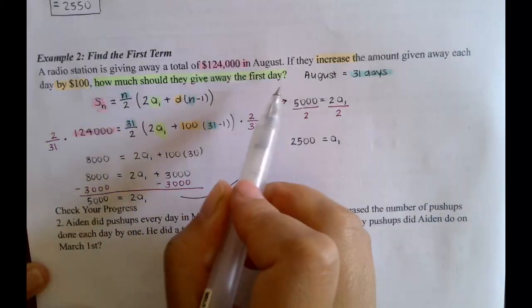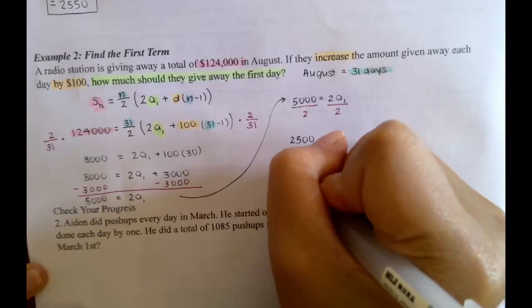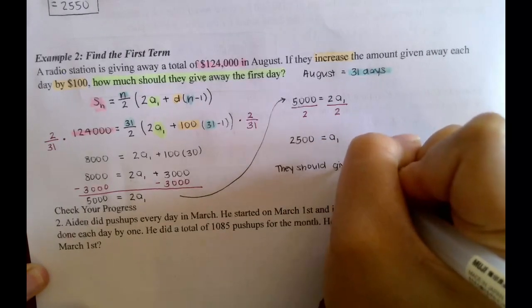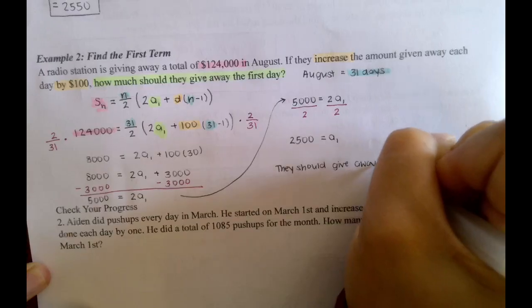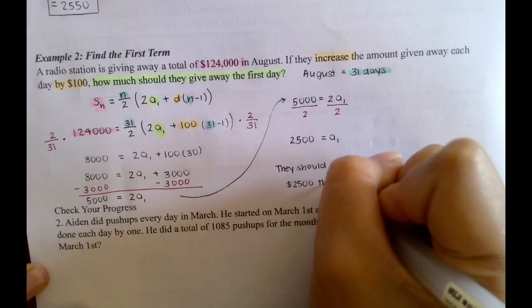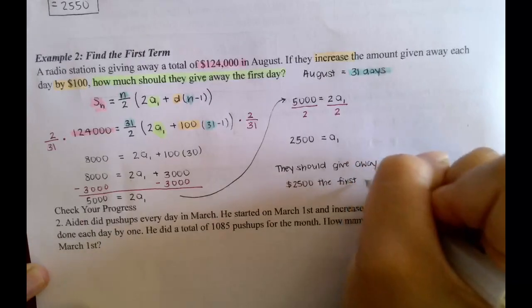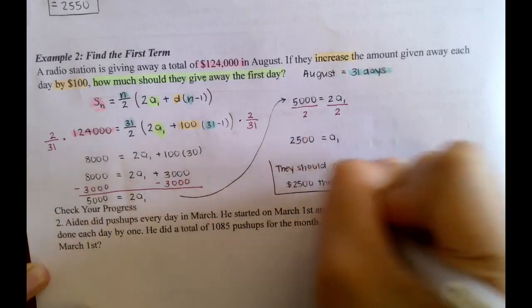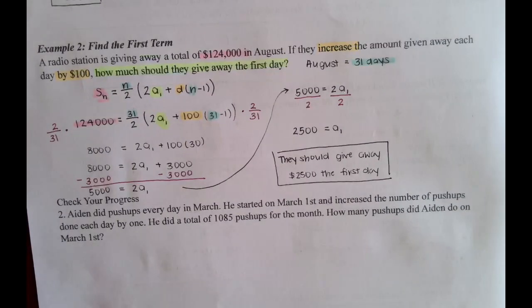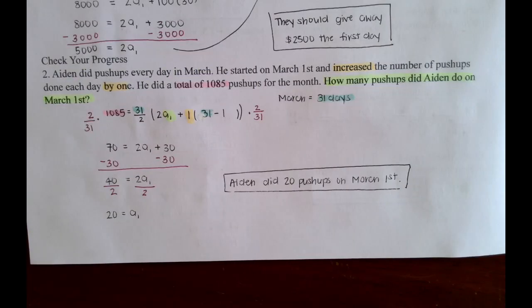So how much should they give away the first day? They should give away 2,500 the first day. And there you go. Okay, so why don't you try CYP2, and then once you're done, come check your answer. Okay, you should have gotten that Aiden did 20 push-ups on March 1st. If you got that right, you can move on to example 3. If not, here is your explanation.